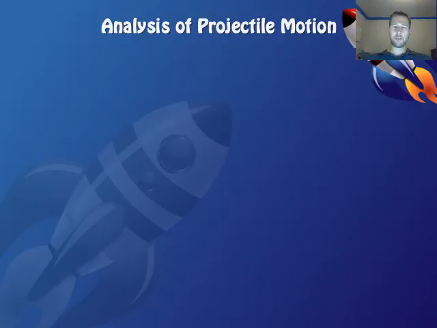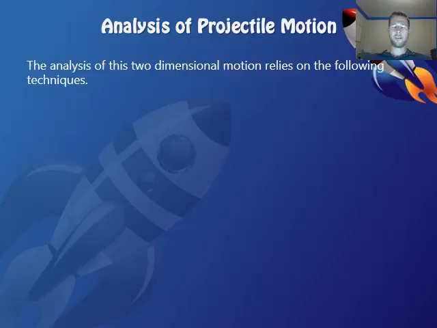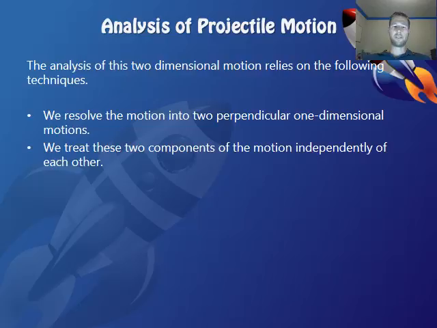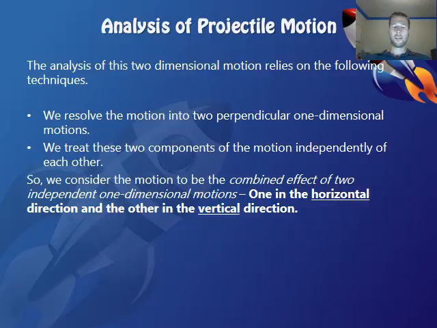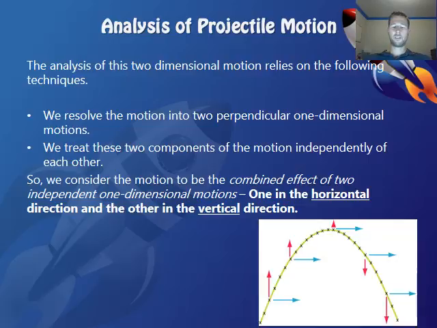So we'll be looking at projectile motion in 2 dimensions, but to analyze it, we can make it simpler for ourselves and just focus on the components in each dimension. Those dimensions are typically horizontal and vertical. We can resolve the motion into 2 perpendicular 1D motions, and we treat these independently of each other. So we can consider the motion to be the combined effect of 2 independent motions. And as mentioned, one is horizontal and one is vertical. On the diagram at the bottom, the vertical motion is represented with a red arrow and the horizontal motion with a blue arrow.